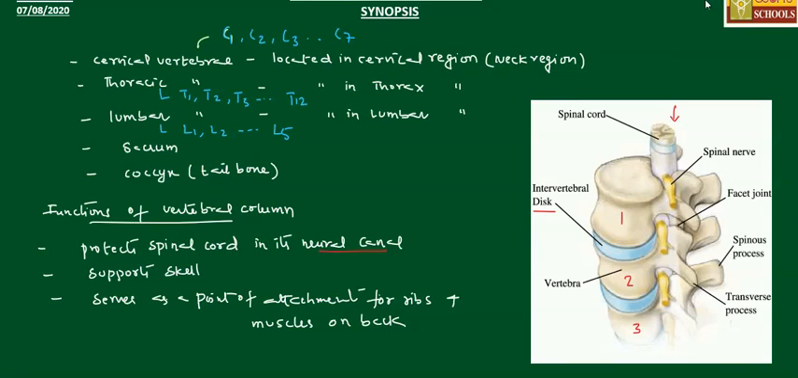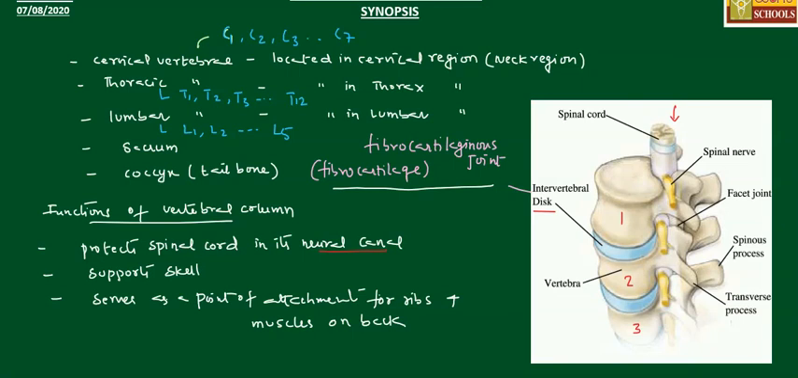Here is one more point on the intervertebral disc. This intervertebral disc is a fibrocartilaginous joint. It consists of fibrocartilage, and this fibrocartilage has some functions. It acts as a ligament to hold the vertebrae together. That's one function, and it also allows a slight movement of the vertebrae.